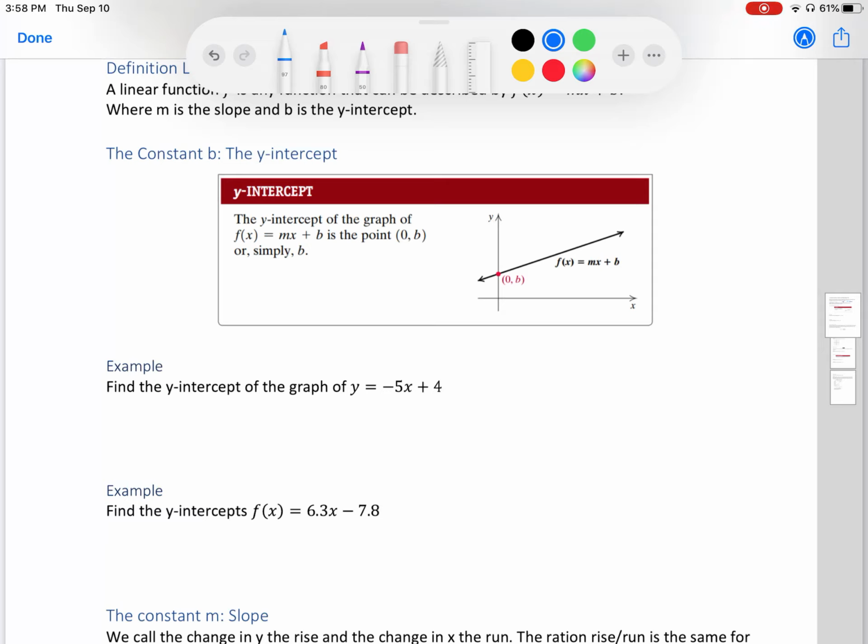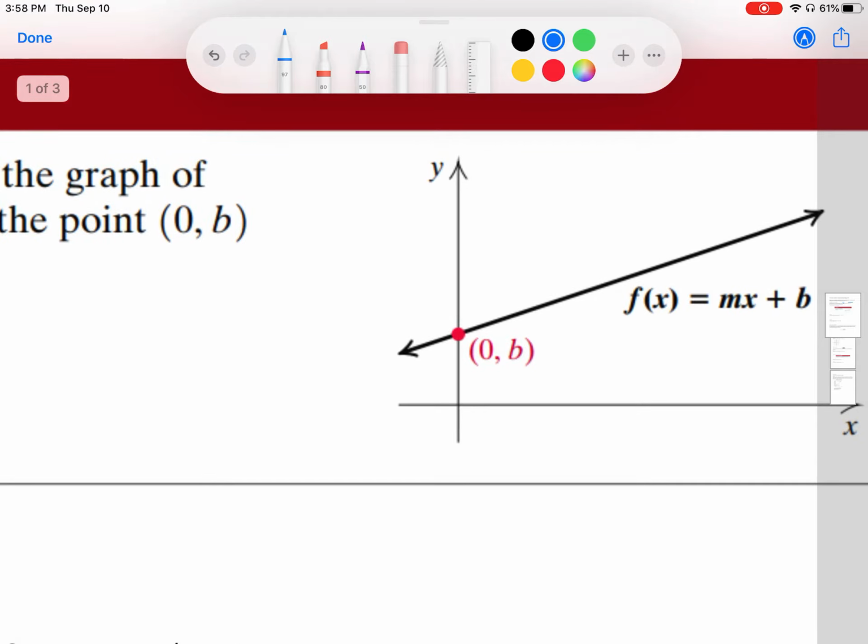The y-intercept of the graph f of x equals mx plus b is a point (0, b), or simply b. What makes this point special is that it crosses our y-axis. In a linear function, there's only one such point that will cross your y-axis, and that is your y-intercept. Because it's a point, we always write it as x comma y, but because the value for x is 0, it's always (0, b), or 0 comma the number that is your y-intercept.